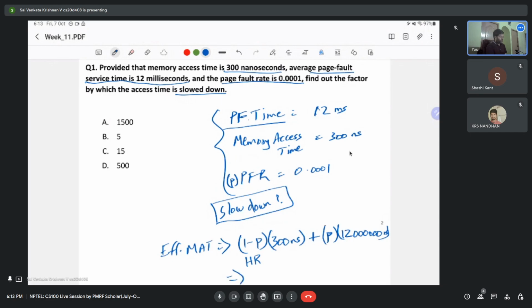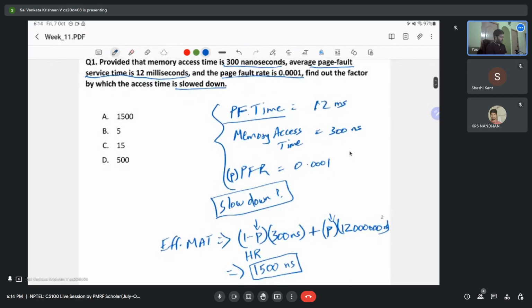So just substituting 0.0001 for p, and 1 minus p and these things, the final answer you will be getting is 1500 nanoseconds. You can just substitute and see for yourself. So substituting p, you will get 1500 nanoseconds. This is your effective memory access time under these conditions, when your page fault rate is this, and the service time when a page fault occurs is 12 milliseconds.